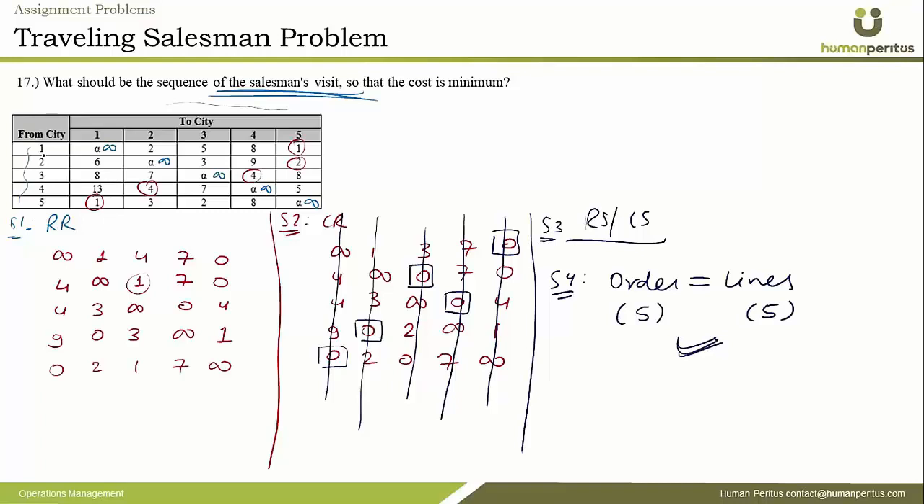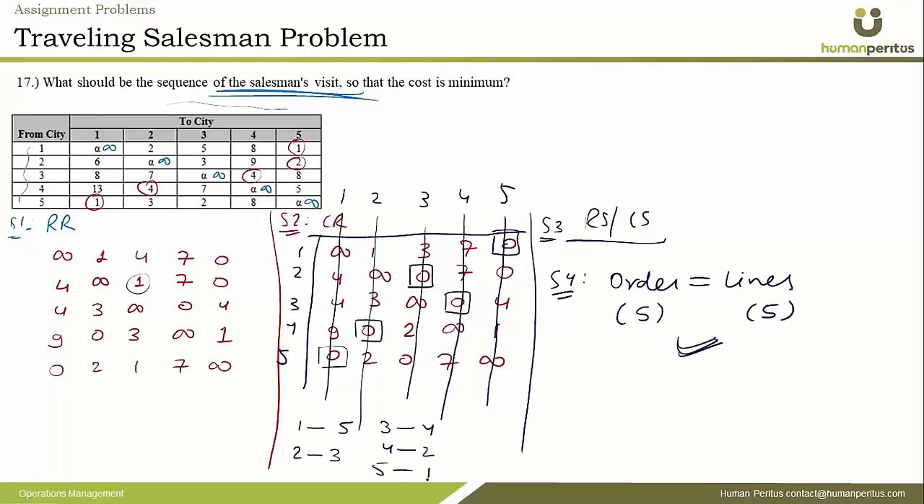Which means that from city 1 it will go to 5. From 2 it will go to 3. From 3 it will go to 4. From 4 it will go to 2. From 5 it will go to 1. So what would be the next step? Is it the optimum solution? No, it will not be the optimum solution because we have to check for the rules, right?